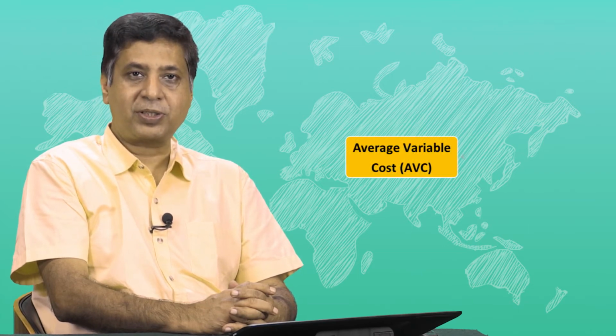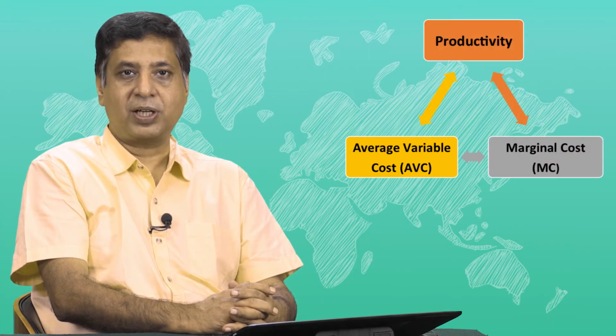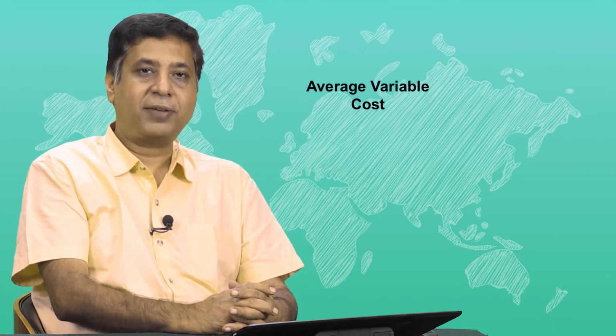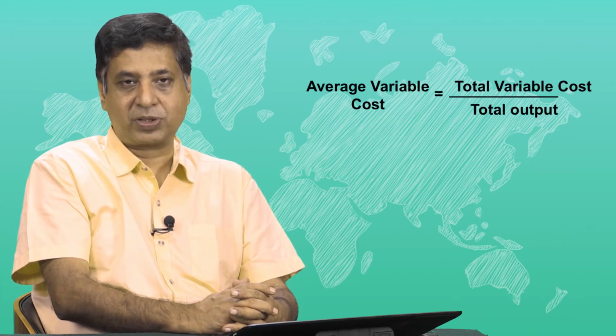Let's think a little more deeply into the relationship between average variable cost, marginal cost, and productivity. We'll do a little bit of algebra, not because we like doing algebra, but because I think it brings out the relationship much more starkly. So, your average variable cost, as we know, is variable cost divided by the quantity.